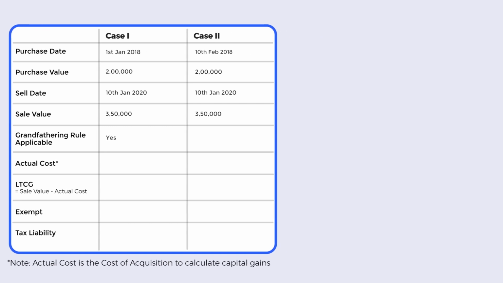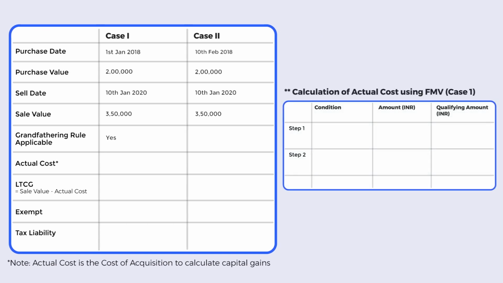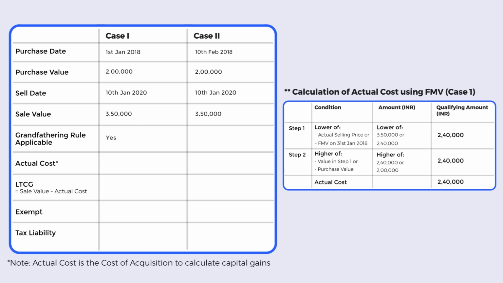The actual cost will be calculated in the following manner. Step 1, we will consider the lower of sale value, which is 3,50,000, or FMV 2,40,000. In step 2, to arrive at the actual cost, we will take the higher of either the value in step 1, which is 2,40,000, or the purchase value of 2 lakhs, which will make the actual cost 2,40,000.